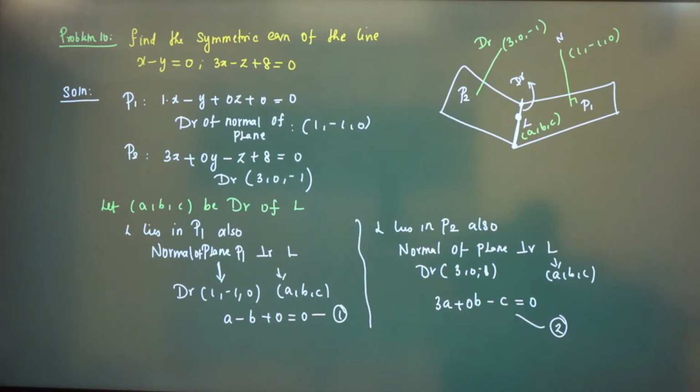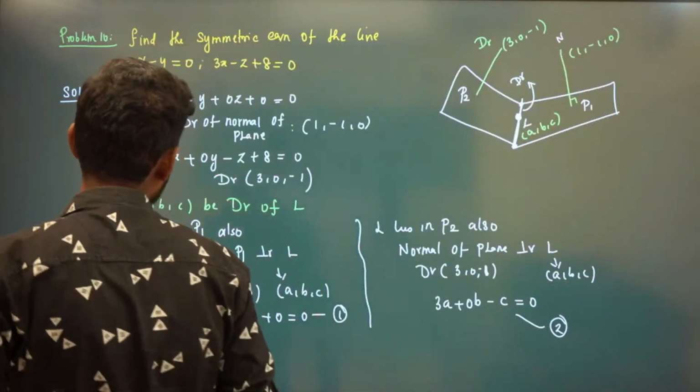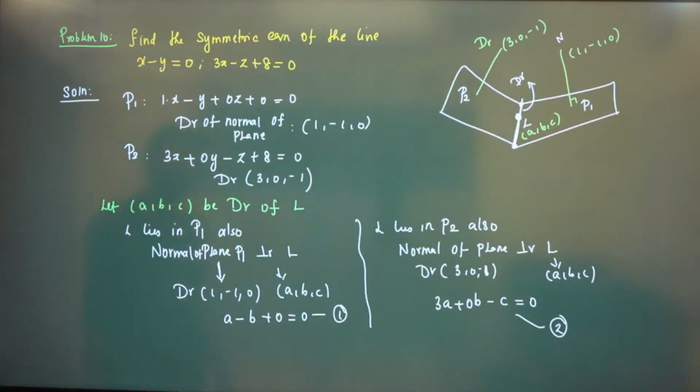So we need to find A, B, C. That ABC lies on P1 as well as P2. So P1 has normal 1, minus 1, 0. So therefore they are perpendicular. So we will have A minus B plus 0 is equal to 0, and we have 3A plus 0B minus C is equal to 0. Right? So solve for 1 and 2. You will get the direction ratio of the line L.